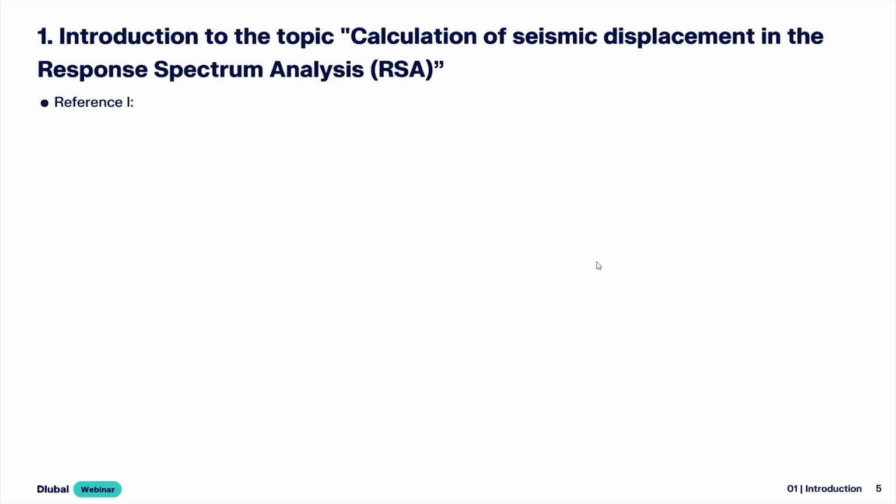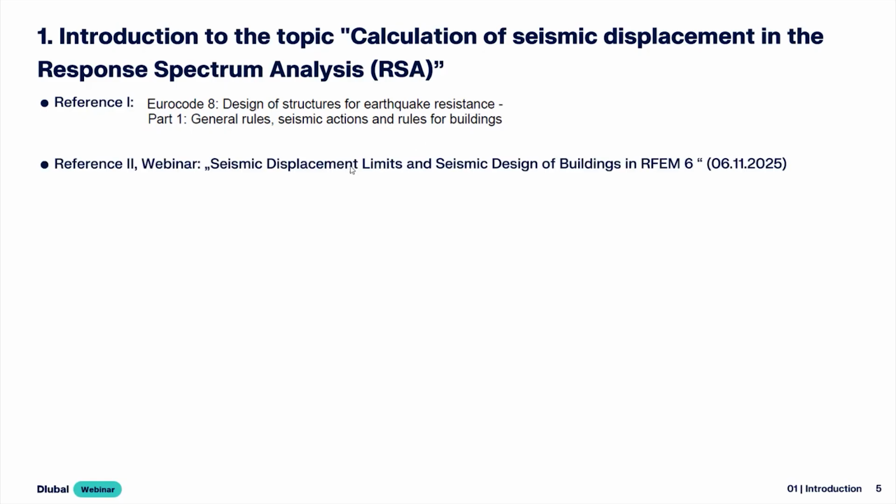So let's start with the introduction, calculation of seismic displacement in the response spectrum analysis. We are going to use as reference number one, and the basic reference in this whole presentation, Eurocode 8, design of structures for earthquake resistance. As a second reference, we have a previous webinar on this topic with the title Seismic Displacement Limits and Seismic Design of Buildings in RFEM 6. This was presented last year in November, also by me.